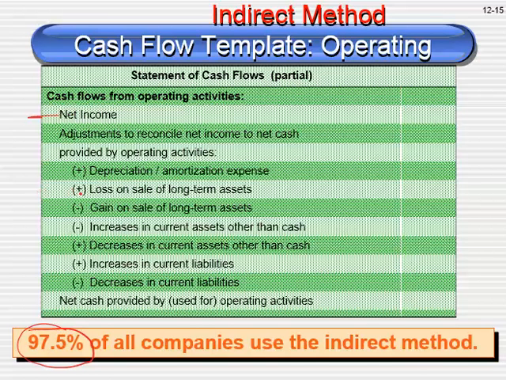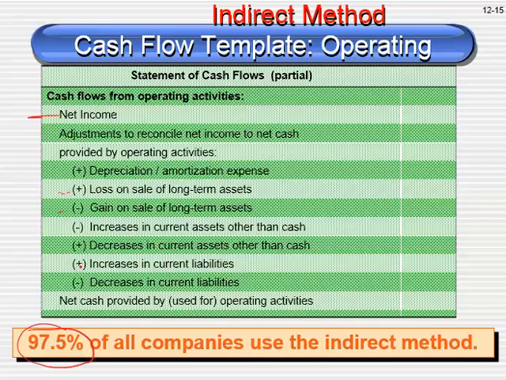Then we're going to add back any losses on sale of long-term assets or subtract out gains on sale of long-term assets. Usually we don't see those at this level too often, but make a note there. If you saw those, you would do exactly what it tells you to do. And then we subtract any increases in current assets other than cash, or add decreases in current assets other than cash. So you have to think a little bit about what current assets are. Things like supplies, inventory, prepaid rent, all would fall under that current asset section.